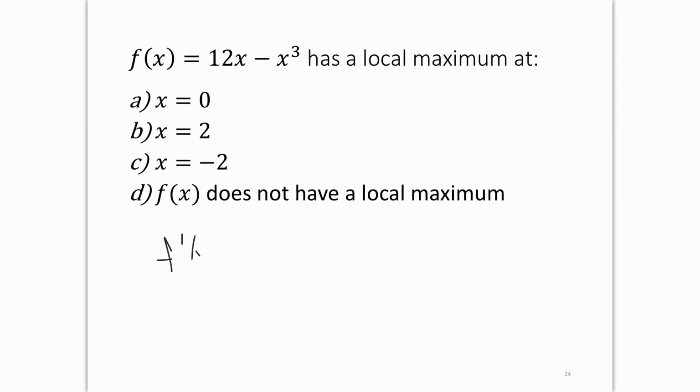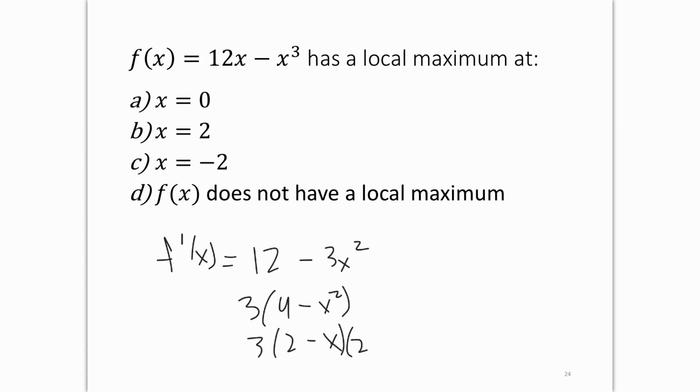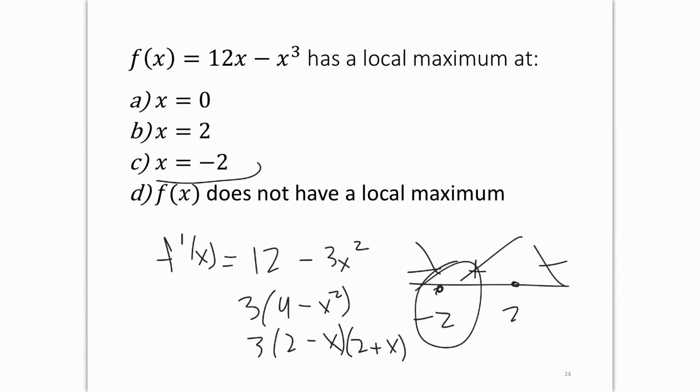Alright, so we could do the derivative. 12 minus 3x squared. We could factor that with a 3, so 4 minus x squared. So we get 2 minus x, 2 plus x. That'll give us 2 and negative 2. So we pick a number bigger, it'll be negative, so negative, positive, negative. So decreasing, increasing, decreasing. Clearly we have a relative minimum happening at x equals negative 2. So the answer would be C.